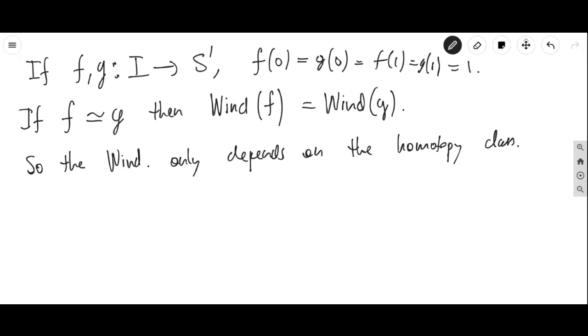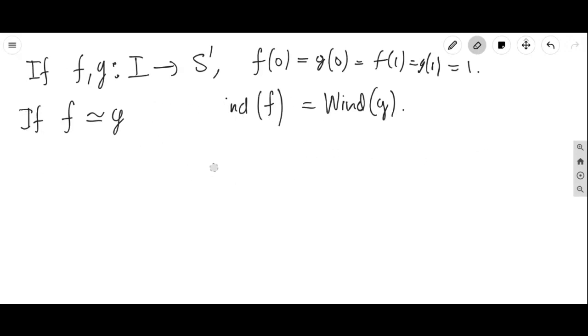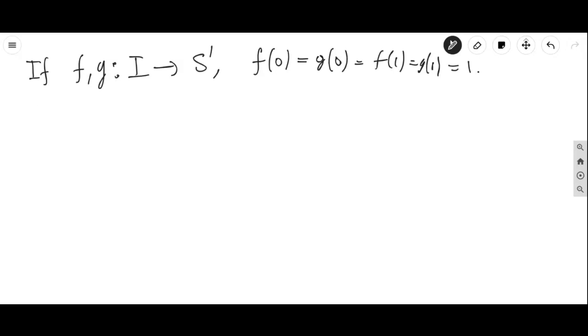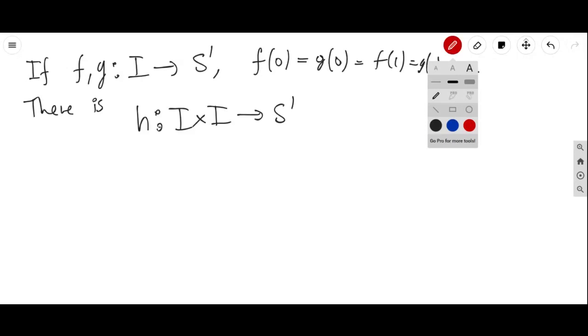So here's how we do it. If we have two paths and they're homotopic, I'm going to take this down because we want to show the winding numbers are the same. So we have to go back to the definition of what a homotopy is. If they're homotopic, then there is an H, a homotopy mapping from I times I into S1. Let's think of the first coordinate as representing time and the second one representing interpolation. And the following properties would be satisfied.